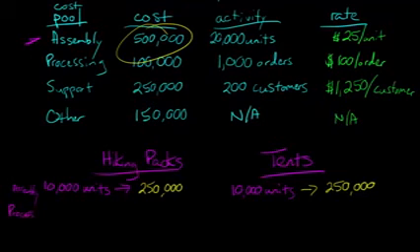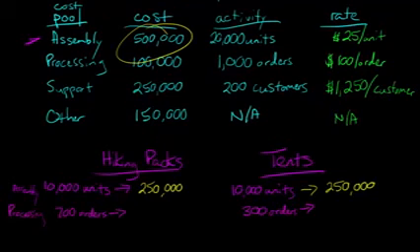So even though they have the same number of units, when we look at the processing, remember it's the number of orders. Let's say that we have 700 orders for hiking packs, and then we only have 300 orders for tents.